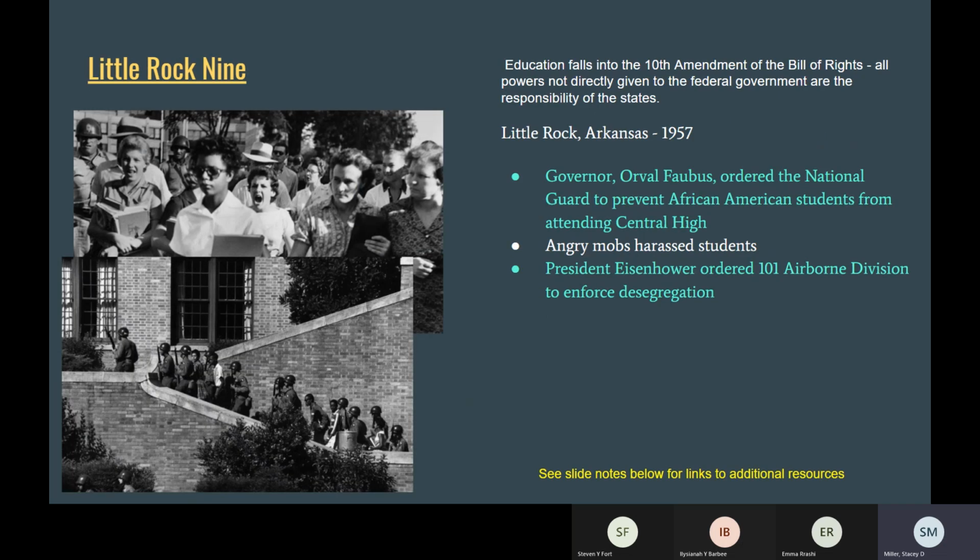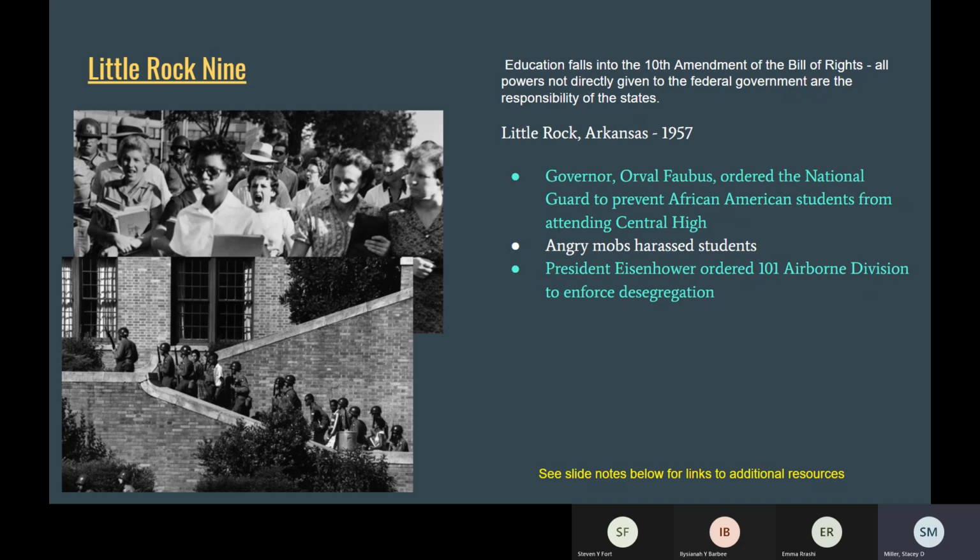And then we have the Little Rock Nine. Education does fall under the 10th Amendment of the Bill of Rights, which means that it is a state kind of power. All powers not directly given to the federal government are the responsibility of the states. So you see opposition to it there with that argument as well. Little Rock, Arkansas, in 1957, Governor Orval Faubus orders the Arkansas National Guard to prevent African-American students from attending Central High. You have angry mobs harassing students, obviously African-American students.